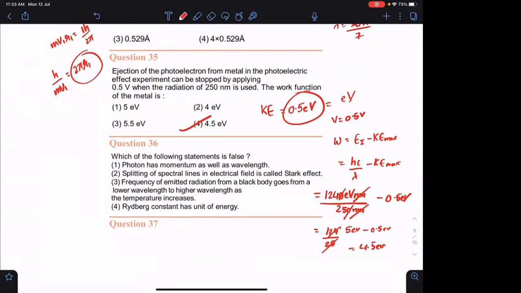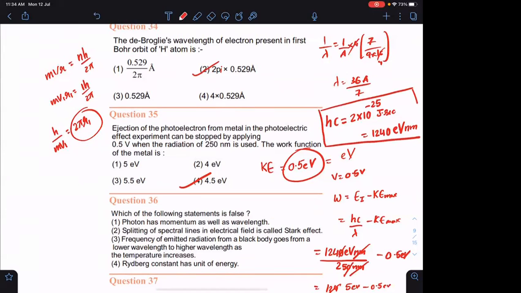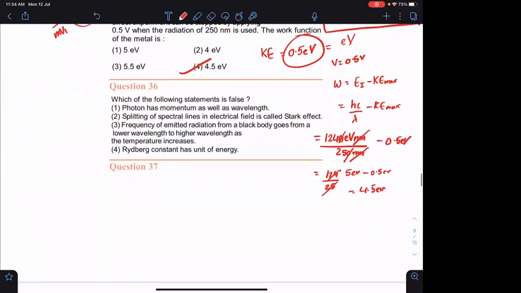Everyone, remember this value, the value of hc. You can mark this in your notebook as well. It is 2 into 10 raised to minus 25 joule second, or equal to 1240 electron volt nanometer. Is that clear? Please remember this value or add this particular part in your notes. Any doubt, anyone? Can I move ahead?